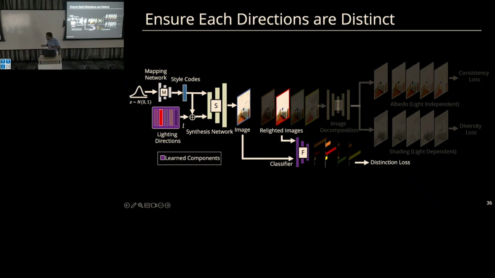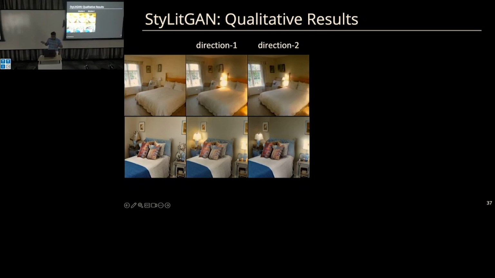Now if we do that, here are a few qualitative results. First is the original generated image, and when we apply lighting direction 1 and lighting direction 2, you see that the bedside lamps are switched on. There is a small difference between the two. One is an orange tinge light and the other is a white tinge light.